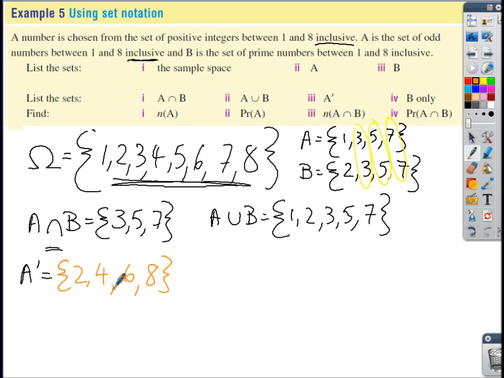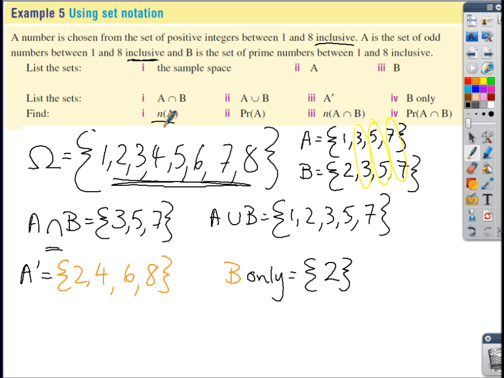Let's try B only. I'm going to go back to my black. B only. So what does that mean? That means things that are in B that are not in A. So we've already seen that there's 3 elements in common. So the only thing that's in B only is the element 2.